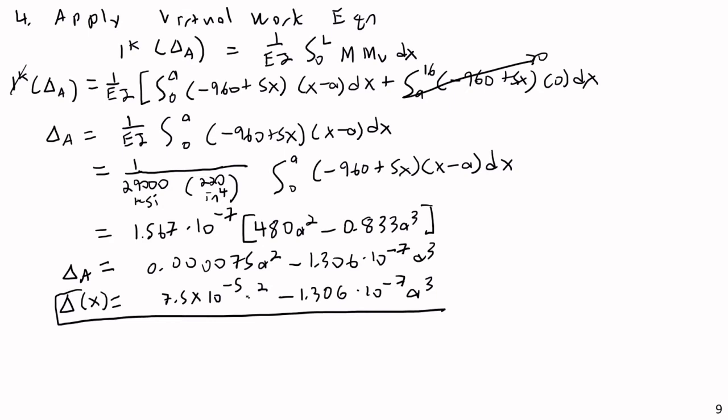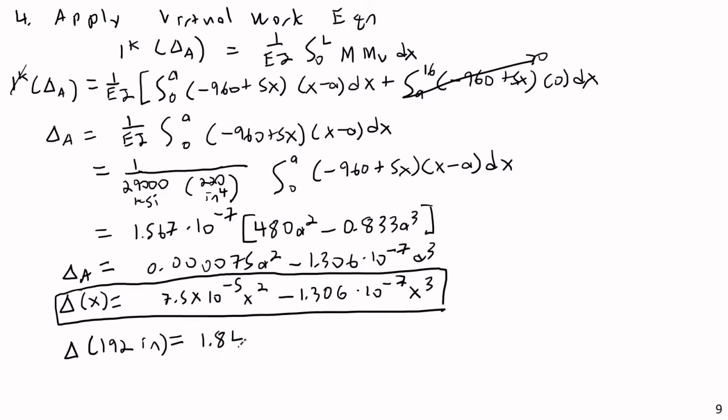I should write that as x if I'm going to put it in terms of x. So my final deflection as a function of x is 7.5 times 10 to the negative 5th x squared minus 1.306 times 10 to the negative 7 x cubed, or e to the negative 7 if you prefer. And I can box that. If I wanted to know the deflection at a particular point, as an example, the deflection at the end of the beam, which is at x equals 192 inches, I will find this is a reasonable value of 1.849 inches. The final deflection at the end of the beam is 1.849 inches. That wasn't asked for, but it is good to illustrate how this would work.